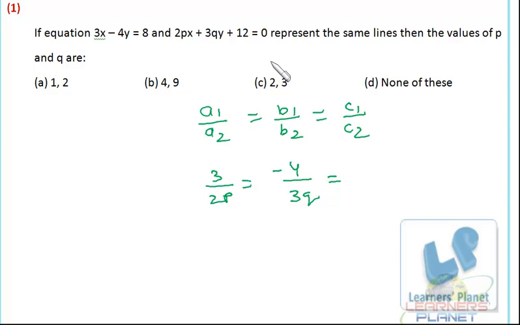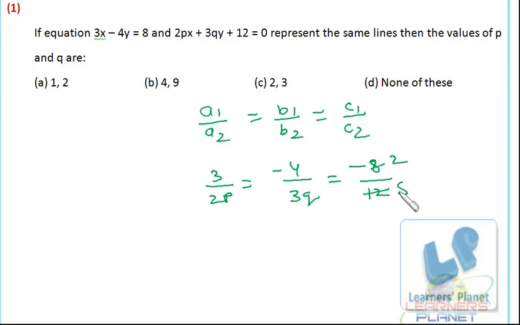Either both of them should be on the left hand side of the equal to sign, or both should be on the right hand side. Okay, so I assume this to be the left hand side. It will be minus 8 and it will be 12, right? So 3 by 2p is also this, and 4 by 3q minus 4 by 3q is also this. So we can calculate the value.